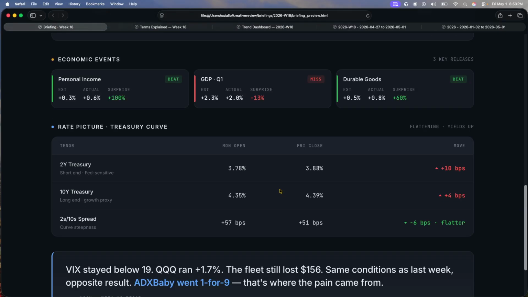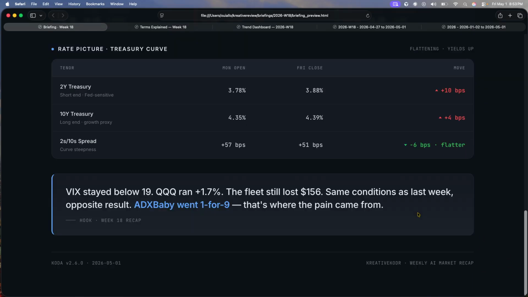And then we're looking at our yield curve. We're seeing a bit of a jump, right? About 10 points for our two-year treasury yield, and our 10-year treasury yield did go up about 4 bips, and then our 2 over 10 is down about 6 bips, so it's a little bit flatter, right?